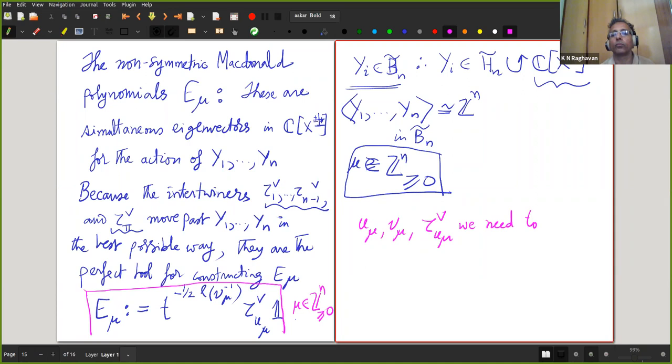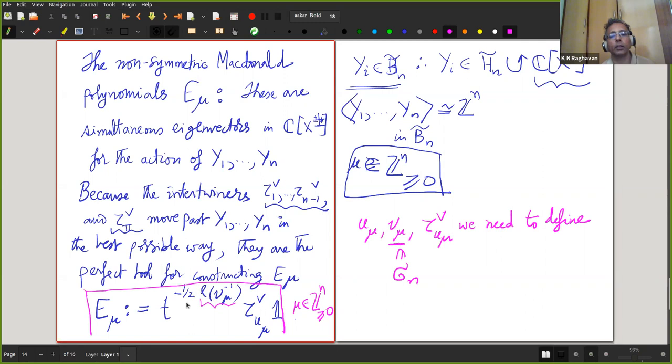Okay, and this v_mu will be an element of the symmetric group S_n, and therefore this length here is the length of that. So it's some integer. So it is t to the minus 1/2 to that integer times this operator acting on 1, and that will give us a Laurent polynomial. And that will be our definition. Okay, I'm out of time, so I should stop. Thank you.